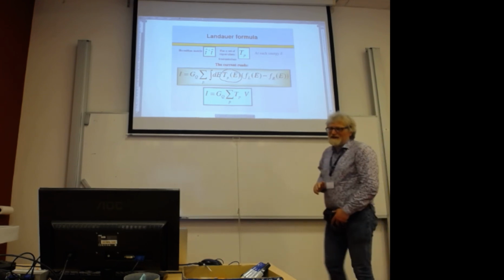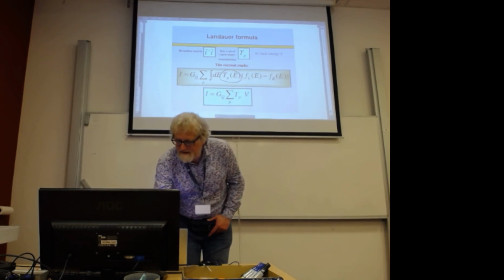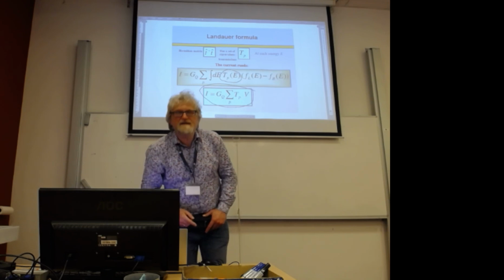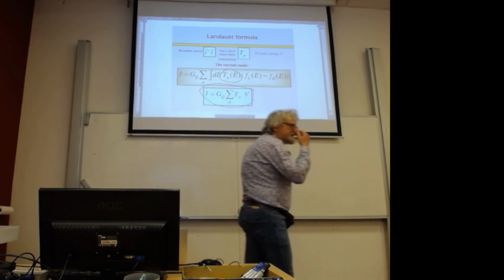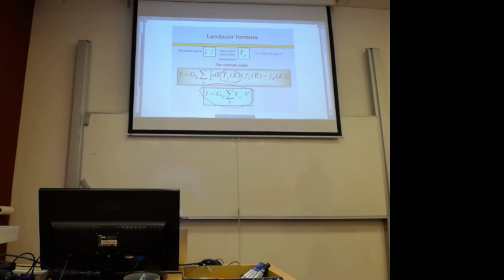Good. Transmission chances. And again, one can look at low voltages, for instance. One can rewrite this formula if transmissions do not depend on energy. This is the Landauer formula. For any nanostructure, conductance is just the sum of transmission coefficients in all channels times the conductance quantum. Right. Good.